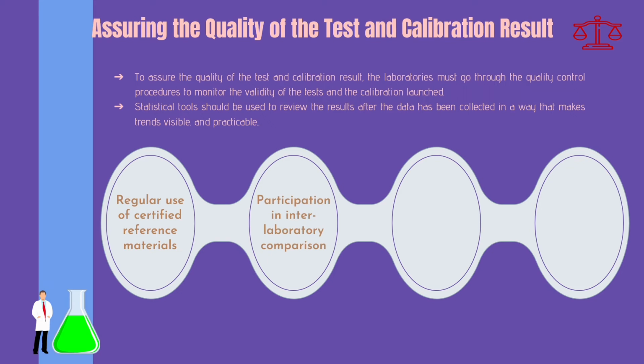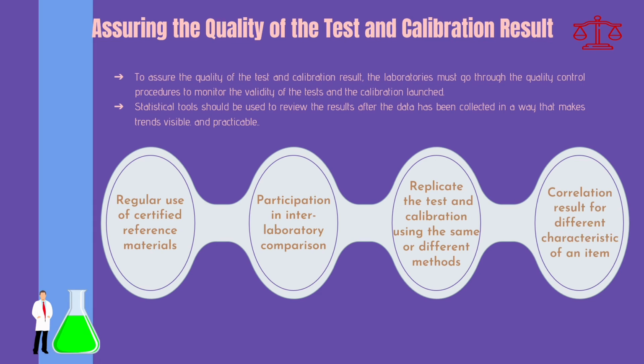Next, we need to participate in inter-laboratory comparison. This process is needed to achieve confidence in testing by ensuring the uniformity of test methods employed in different laboratories. In monitoring, we also need to include the replication of the test and calibration using the same or different methods. It means we must conduct multiple experimental runs with the same or different factor settings. Last but not least, we have to do correlation of results for different characteristics of an item.